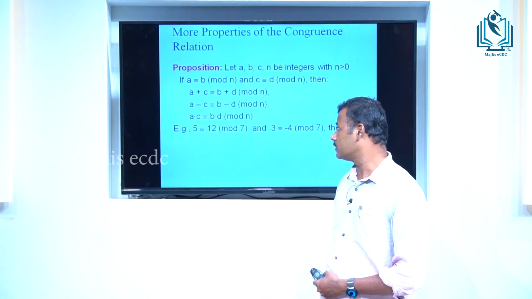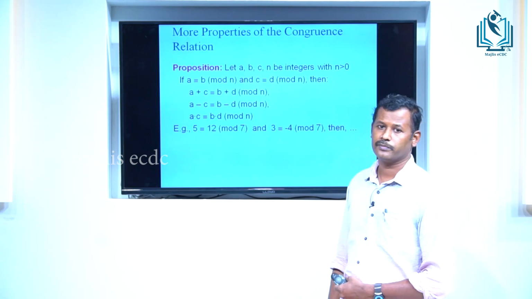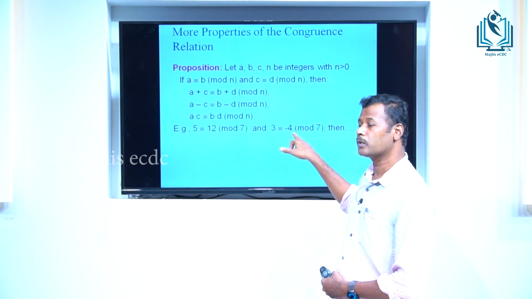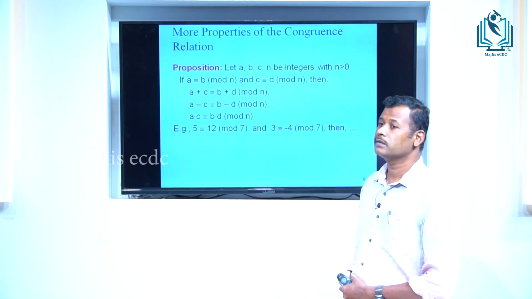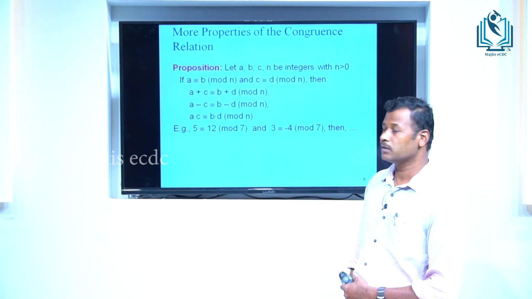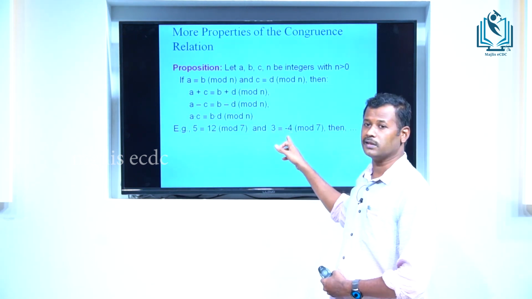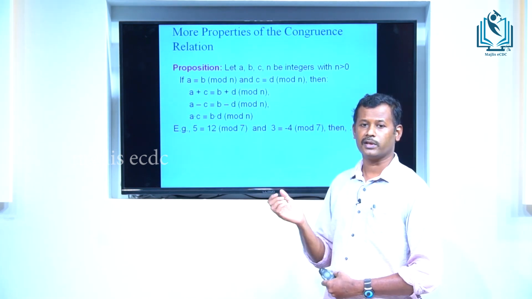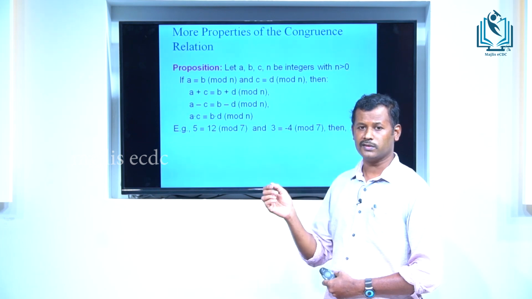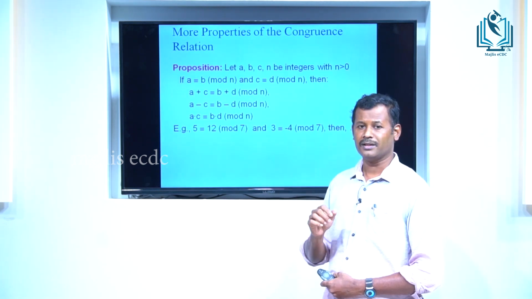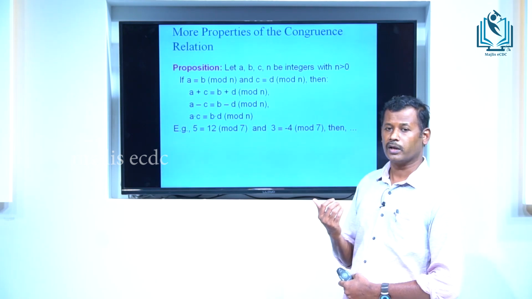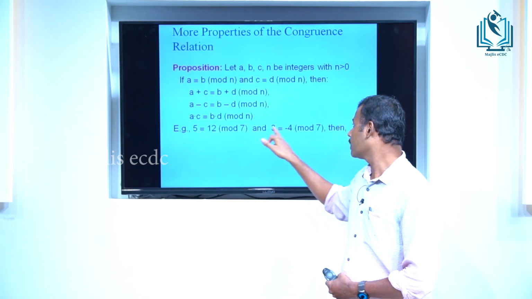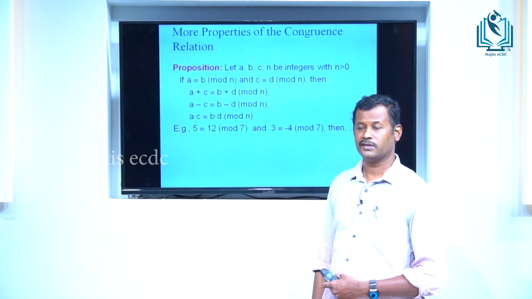Next one is a minus c. What is a minus c? 5 minus 3 equals 2. For b minus d, 12 minus minus 4 equals 12 plus 4, which equals 16. First you get 2, second 16. You know that 16 is congruent to 2 mod 7, because 16 divided by 7 leaves remainder 2. Also a minus c, 5 minus 3, is 2. This is the second property.